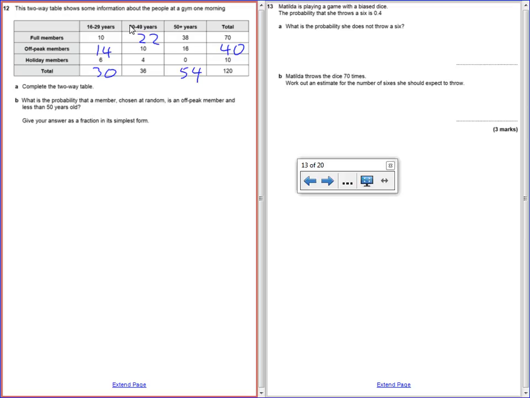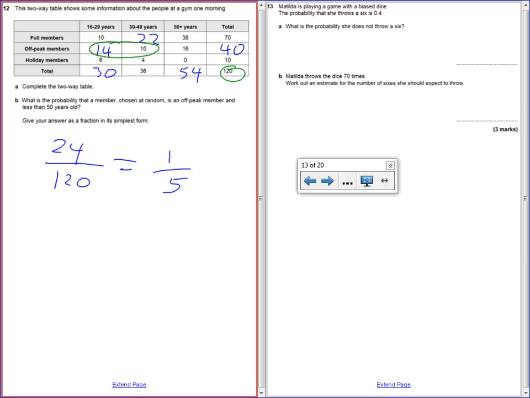Then part B wants to know about the probability of someone being off-peak and less than 50. So that is all these people, off-peak and less than 50. So that is 24 people in total. And the total is 120. So the probability of picking someone off-peak younger than 50 is 24 over 120, which can simplify to 1/5 if you divide numerator and denominator by 24.